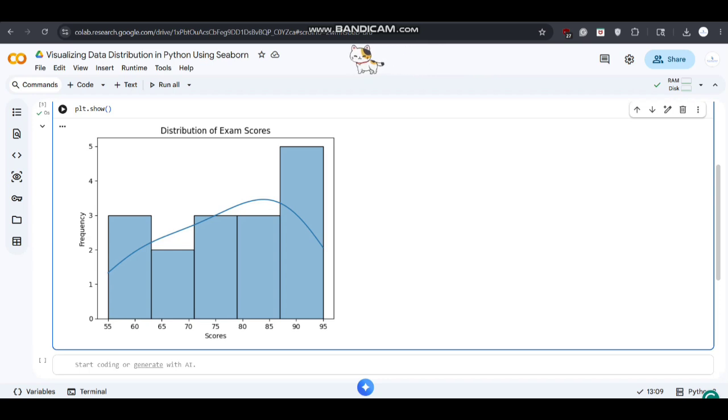Since most of the scores are concentrated between 70 to 90, the data appears concentrated. The data appears centered around the higher values. And this plot helps us to understand the shape and concentration of the dataset more efficiently.